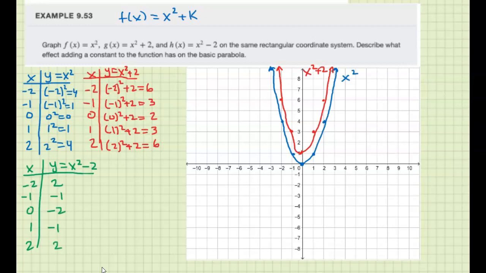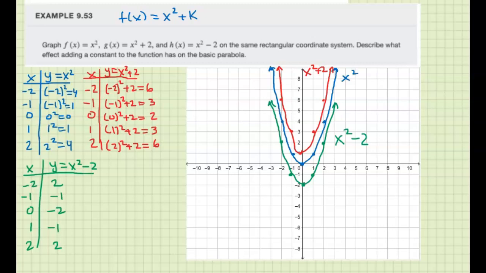Okay, so let's see, we have 0, negative 2, 1, negative 1, and negative 1, negative 1, 2 and 2, and negative 2 and 2. Right, so we draw the parabola, and we see that it looks the same, but everything is shifted down 2 units, x squared minus 2. Right? So this is what happens.